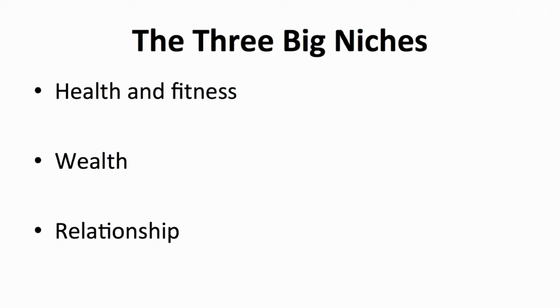There are 3 big niches in the internet business, which are health and fitness, wealth, and relationship. These 3 niches are wide and generic, with more specific sub-niches within them. When it comes to defining your niche, you need to be as specific as possible.